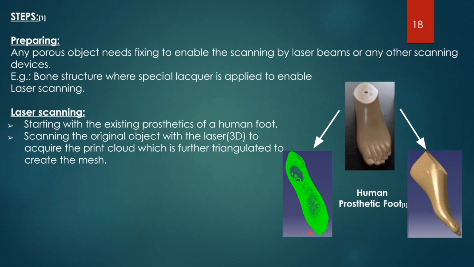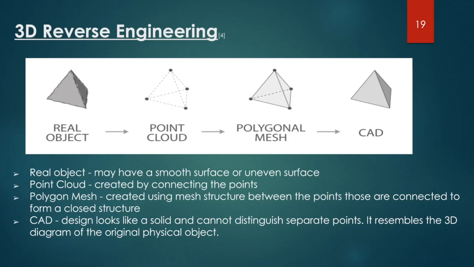To join all the points cloud, we use a process called triangulation which creates polygon mesh between the points. This is the point cloud and this is the polygon mesh. This is the CAD object which will be formed after the triangulation process.